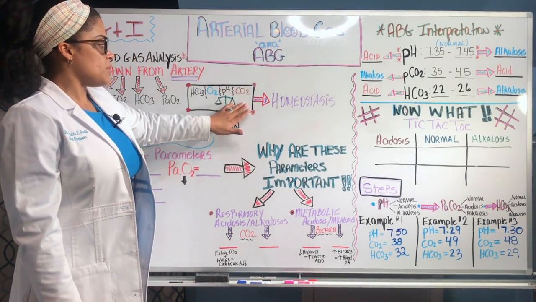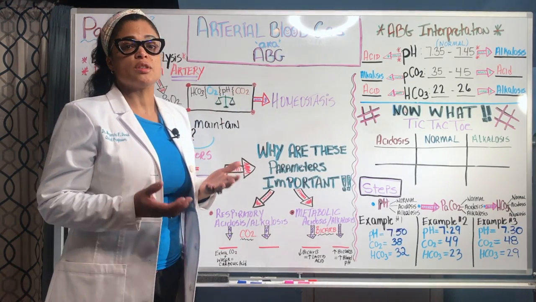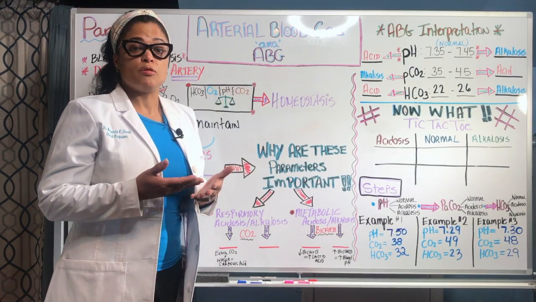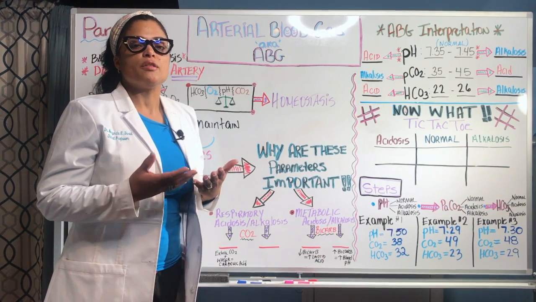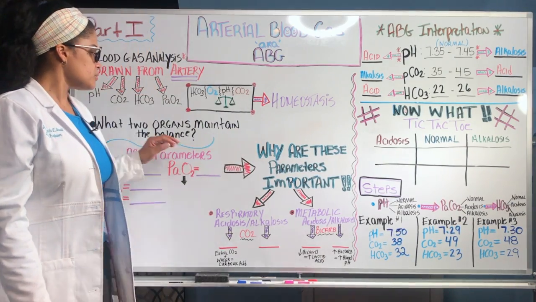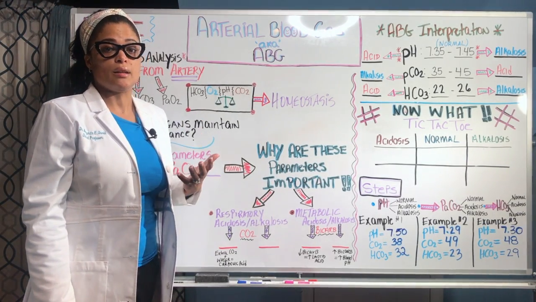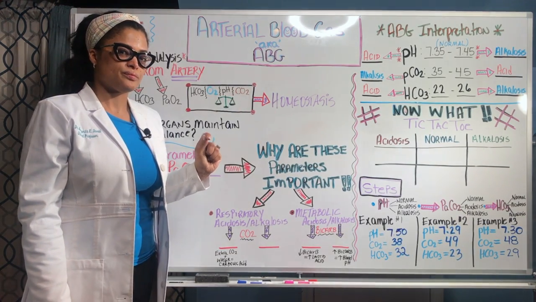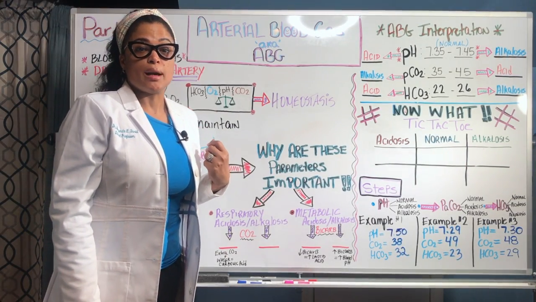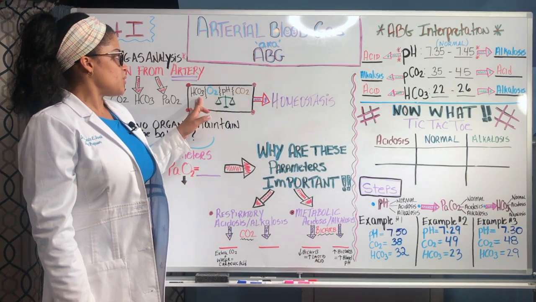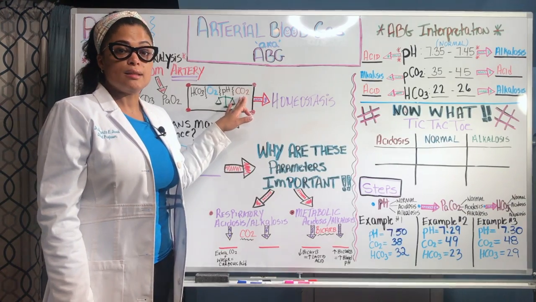So we must always have them in balance, and this is called homeostasis. The body always has to have some type of balance. Just like when we talked about fluids, where if there's an electrolyte imbalance, we have to fix it because the body cannot function with an imbalance. Now, there are two organ systems that control this balance, that they maintain it. Can you tell me which ones they are? Well, the two systems that maintain ABG balance between HCO3, O2, pH, and CO2 include the kidneys and your lungs.